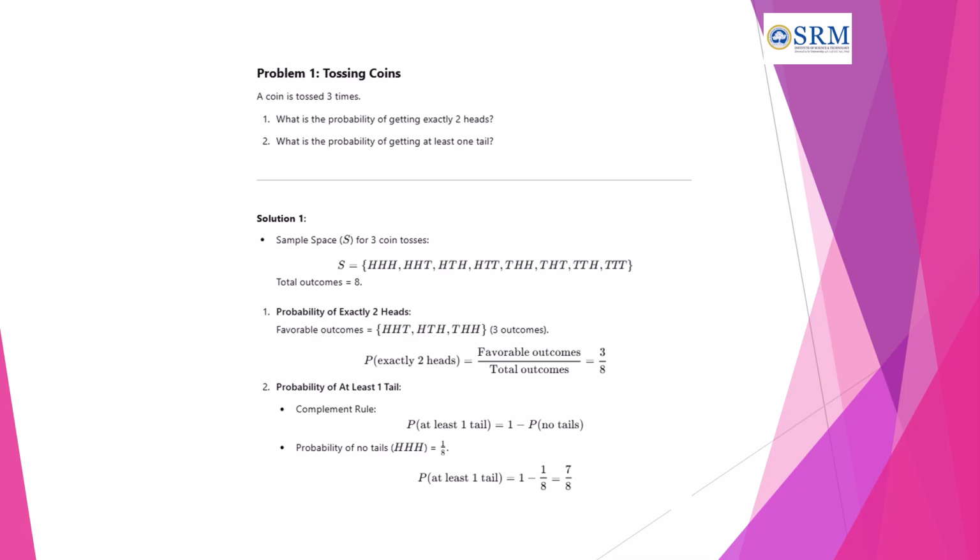For the probability of getting at least 1 tail, we use the complement rule. It's 1 minus the chance of getting no tails at all, which is just all heads. Since the chance of all heads is 1 out of 8, the probability of at least one tail is 7 out of 8.